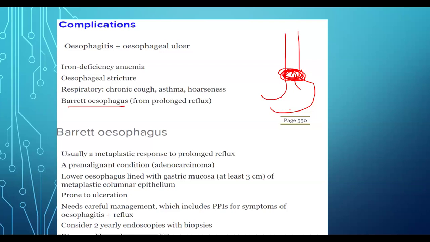The concern with Barrett's esophagus is that there is a risk of cancer. Barrett's esophagus is a metaplastic response to prolonged reflux. It's a pre-malignant condition prone to ulceration. So this patient usually needs long-term PPI to control the symptoms, and they usually need a 2 to 3 yearly endoscopy. Nowadays we do 3 yearly endoscopy, but according to JAM it is 2 yearly endoscopy. So that comes up in exams a lot.